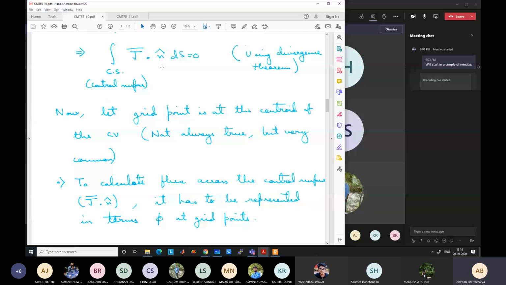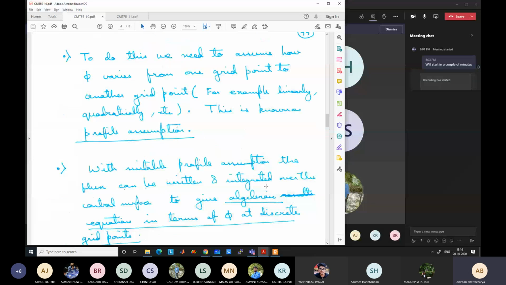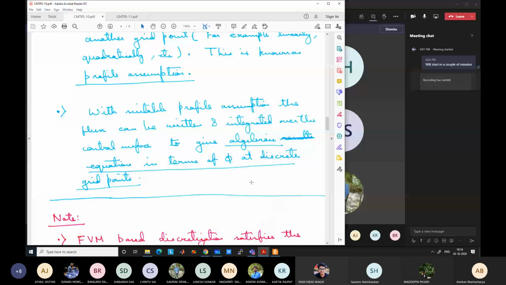So after that, what we have discussed, I am again repeating this because it's very important, this area. After that, what we have discussed is that something called a profile assumption needs to be taken. Otherwise, we cannot proceed.